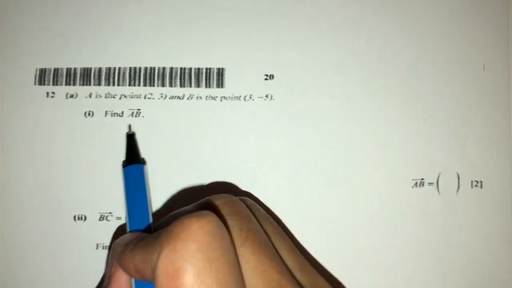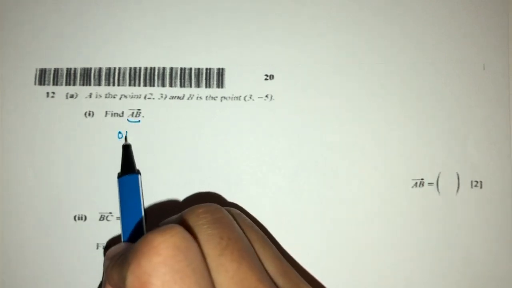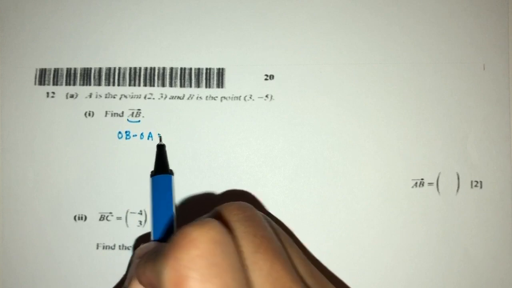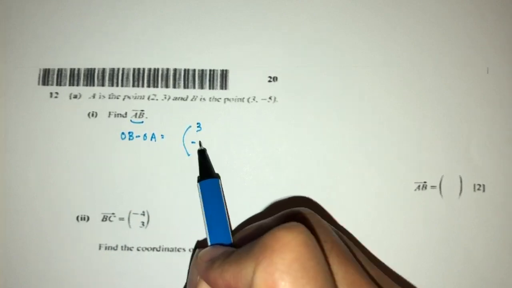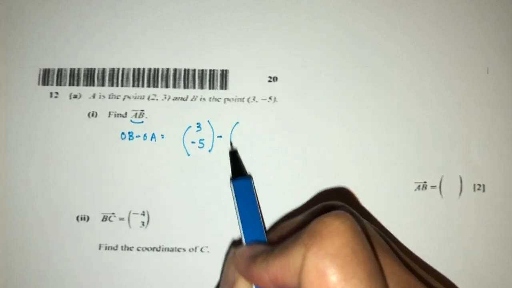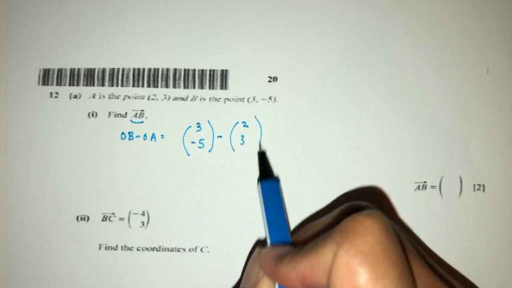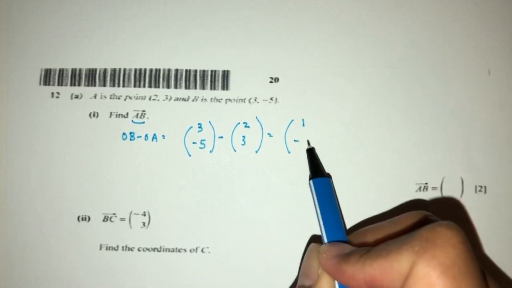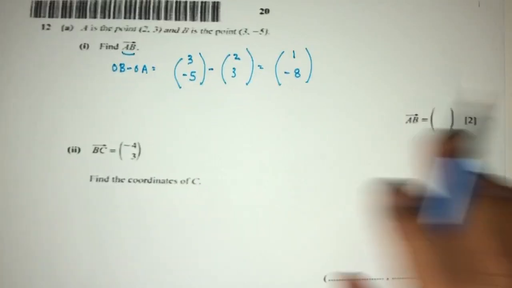Now let's move on to question number 12. So A is this point and B is this point. Find the value of AB. Pretty easy. That will be OB minus OA. That will be 3, minus 5, minus OA, which is 2, 3. That should give you 1, minus 8. That is only for 2 marks.